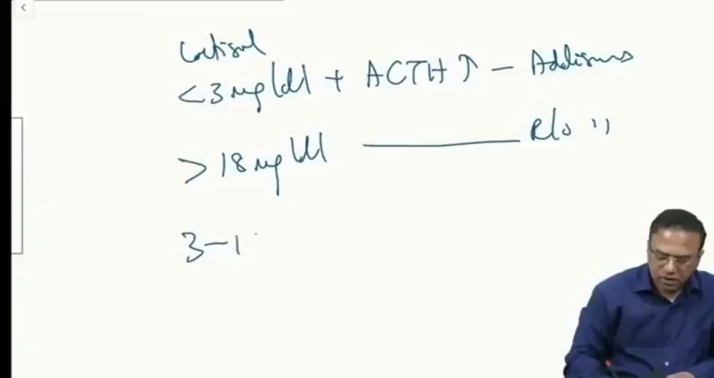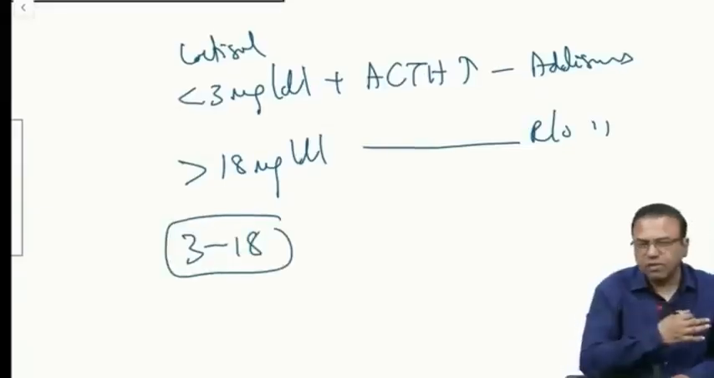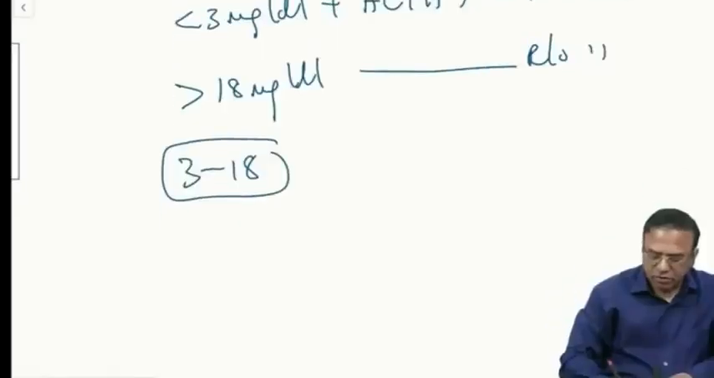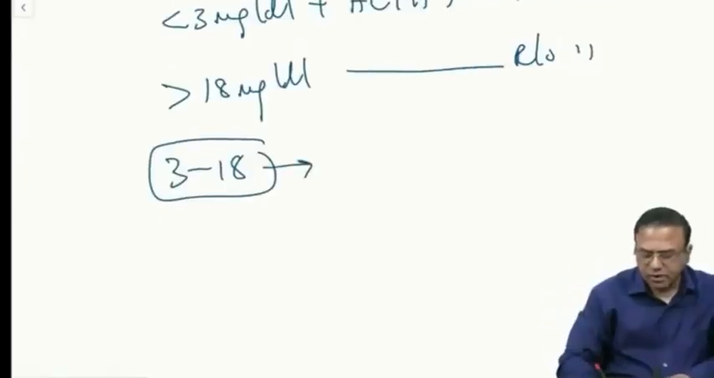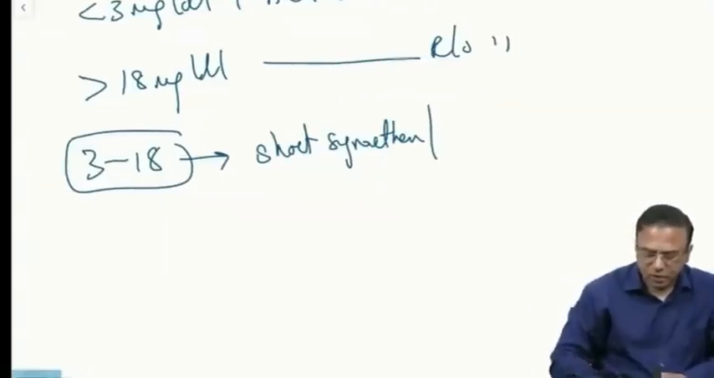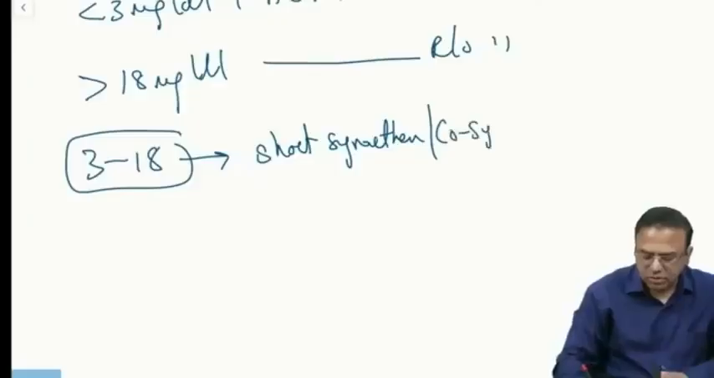If it is between 3 to 18, okay, this is given as 3 to 15, but actually in the standard books it is 3 to 18. So if it is between 3 to 18, then we have to go for the short synacthen test. This short synacthen test is also called the cosyntropin stimulation test. Both are the same thing.